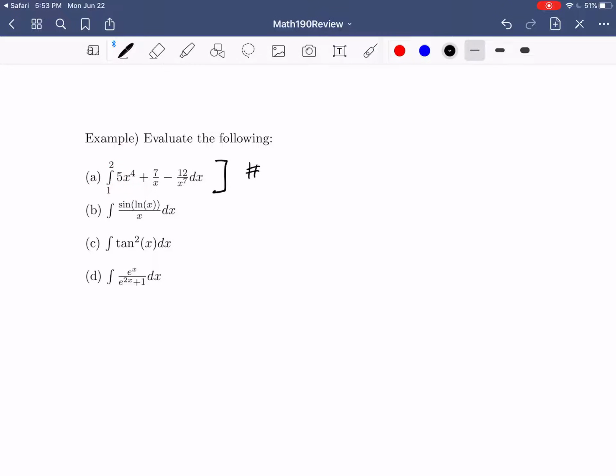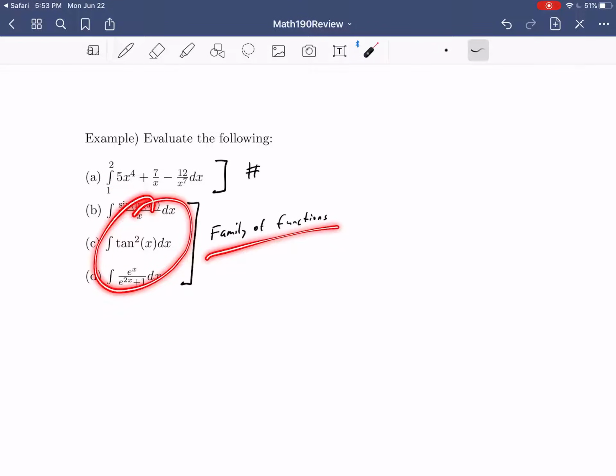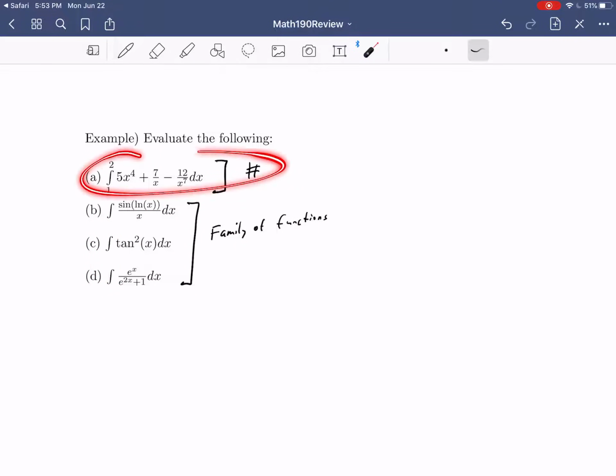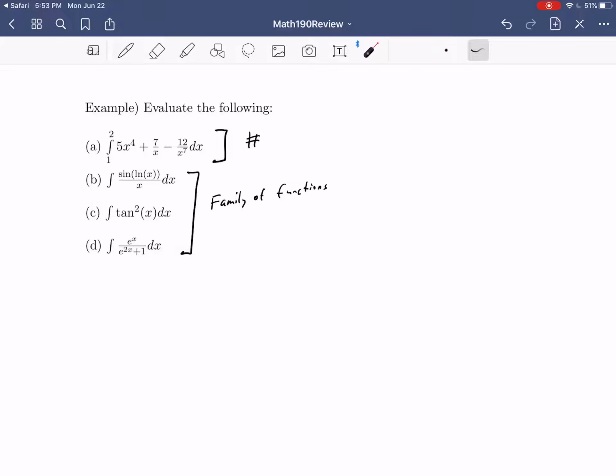For the other three, all of these are indefinite integrals. They have no integration bounds. So the answer to each of these will be a family of functions, meaning we'll get some function plus a constant of integration. So very different, even though they all involve integrals. These three are outputting families of functions. That's the answer we're looking for, whereas this one is looking for a literal number.